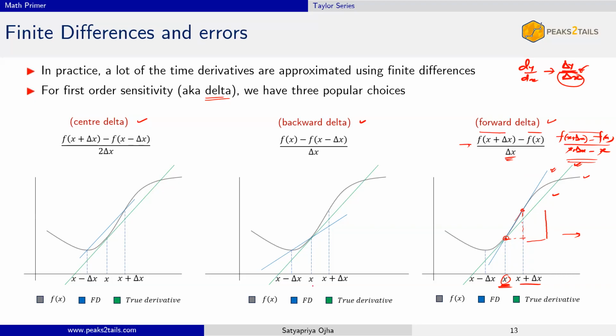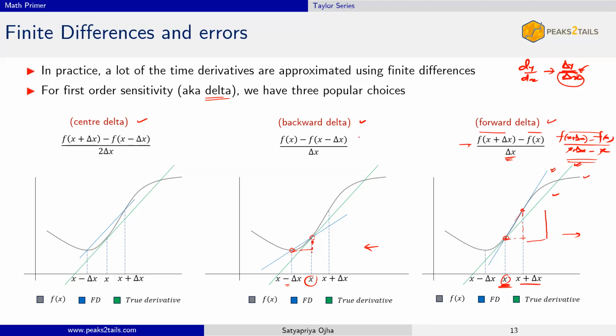Backward delta, you're moving to the left. So you start from here. So this is my original value. I move to the left. At this point, the new value of the function is here. And then the line joining these two would be the line that will give me the slope. Or you can say change in y is this much, change in x is this much. And the ratio of these two would be your estimate of the slope.